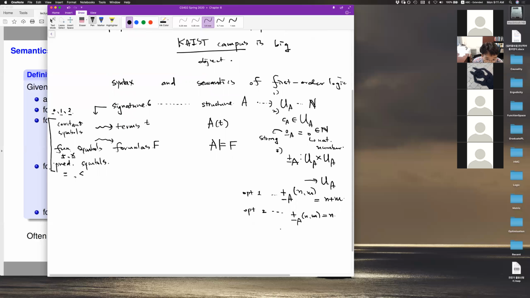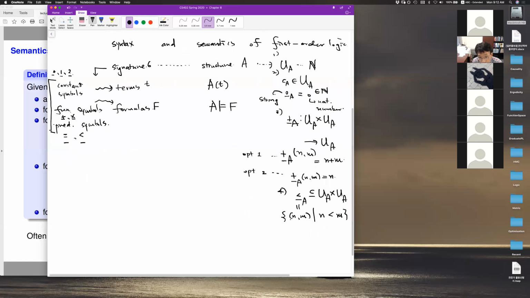And then we also have to provide the meaning for the predicate symbols like equality and less than. Typically, less than in A is going to be a binary relation on the underlying universe. It's going to relate two numbers n and m if n is smaller than m. So this is the intended meaning, the typical option 1.